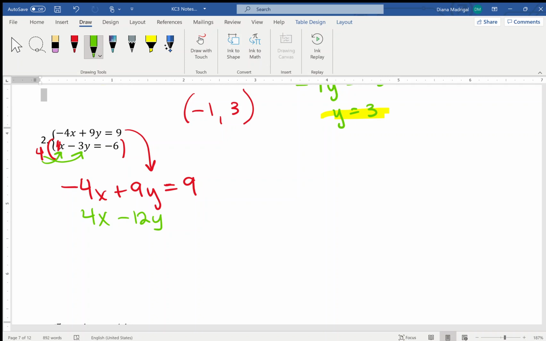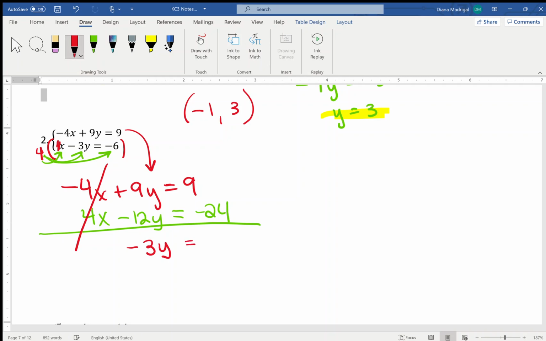And don't forget, a lot of people forget this part. You also need to multiply the last number. 4 times -6, so equals -24. Okay, now that you have both of them, now we can go ahead and add them. And again, as you can see, I did -4 and +4, so this cancels out. 9y minus 12 is going to give me -3y. And then I have 9 minus 24, which is going to give me -15. Solve y by dividing by -3. And so y equals +5. There you go.